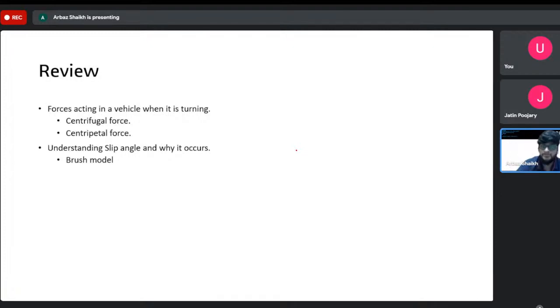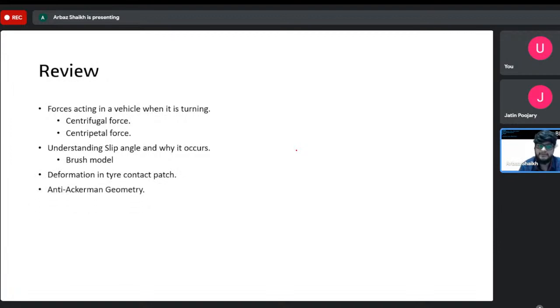It is also known as the brush model because we assume the tire to be like a brush, where the hair of the brush is so smooth and so flexible. That's what we assume the tire's tread to be, and that's why it's called a brush model, right? Next, we saw how the deformation in the tire contact patch happens, right?